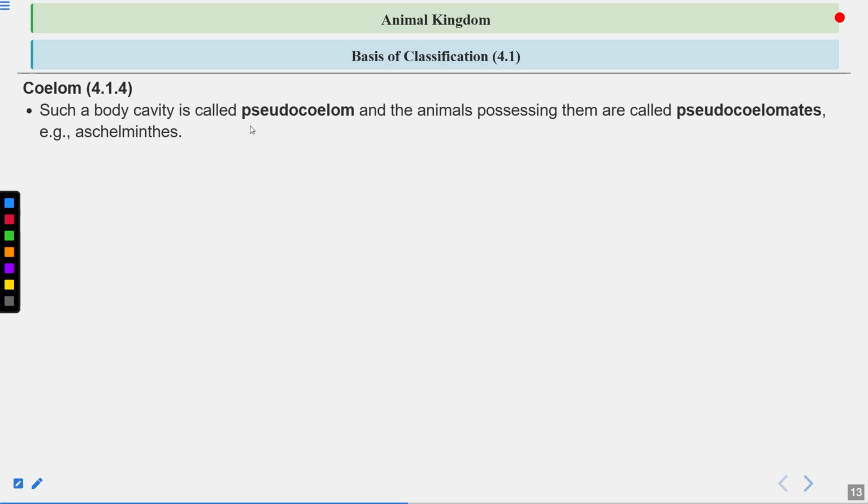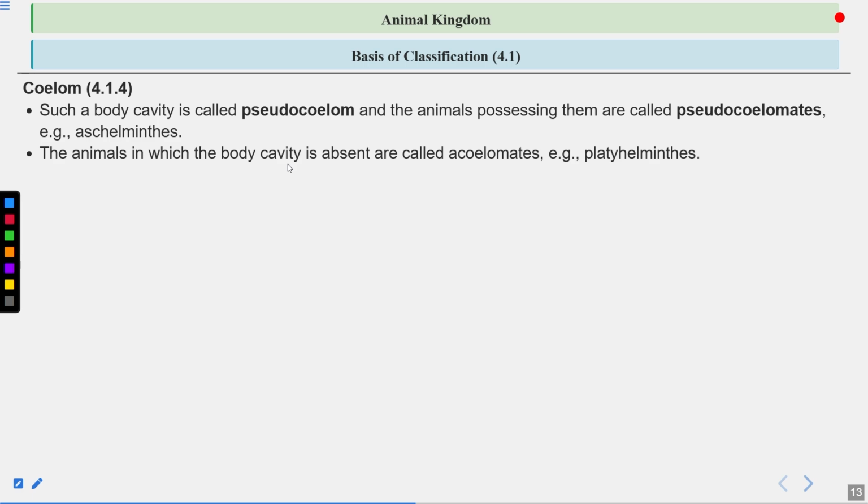The animals in which this pseudocoelom is found are called pseudocoelomates, and one of the examples is Aschelminthes. The animals in which the body cavity is totally absent are called acoelomate. For example, platyhelminthes. In the case of platyhelminthes, the body cavity is totally absent. Acoelomates.